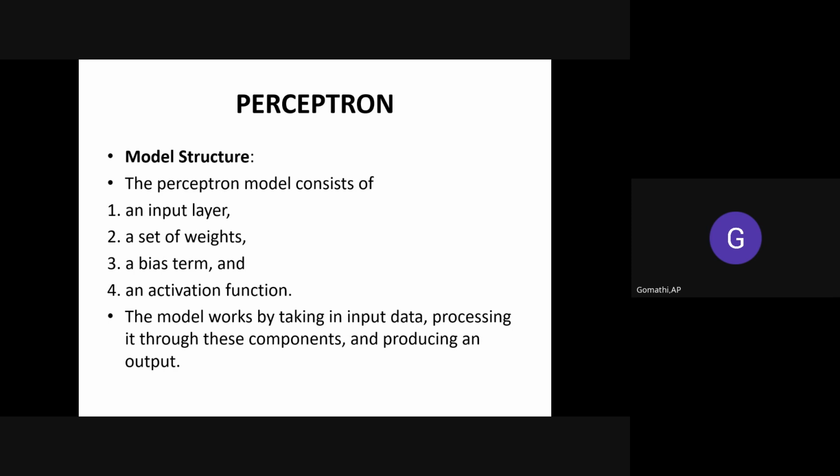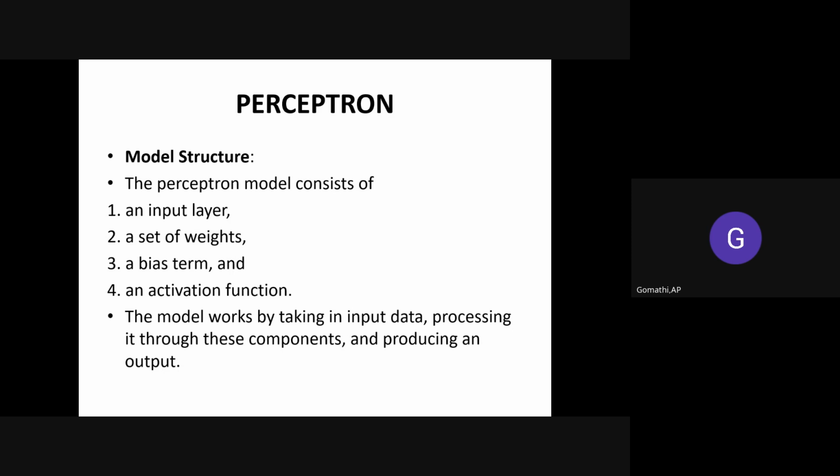The first one is the input layer. These are the features of the data, and they may be represented as a vector. So we can call the input layer the features. Here each input has an associated weight, which is used to determine the importance of the feature in the final decision.